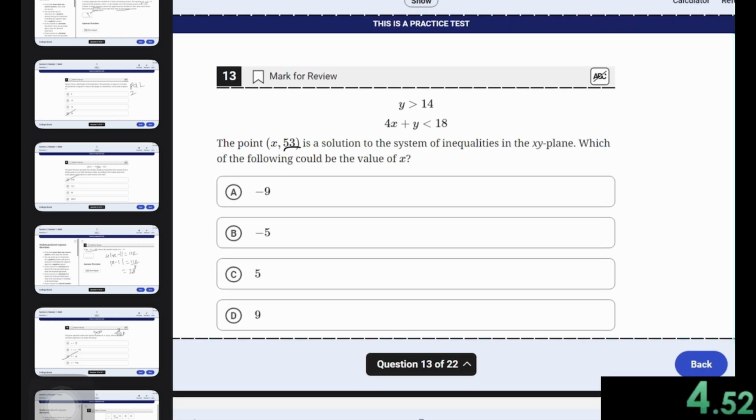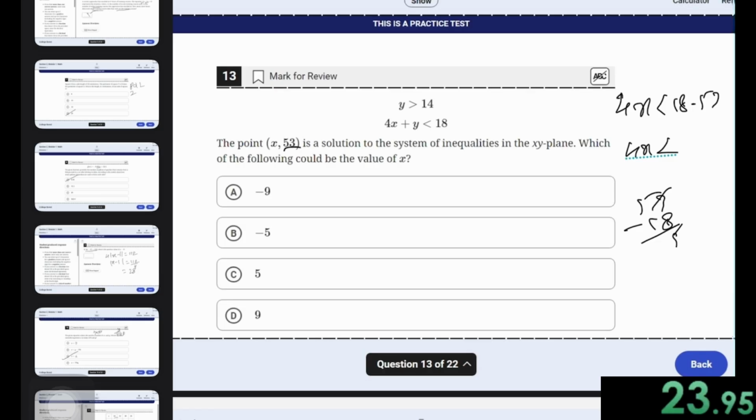All right, so 54x is less than 18 minus 53, and what is 18 minus 53? I don't know that. So it's 5, and this is like 4, and this is like 35. So x is like less than minus 8, then it becomes minus 9.